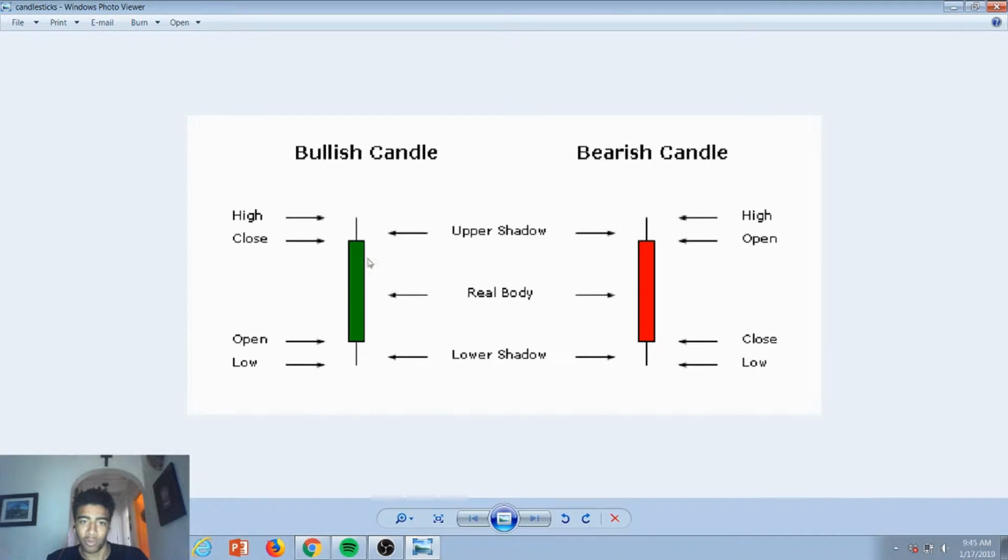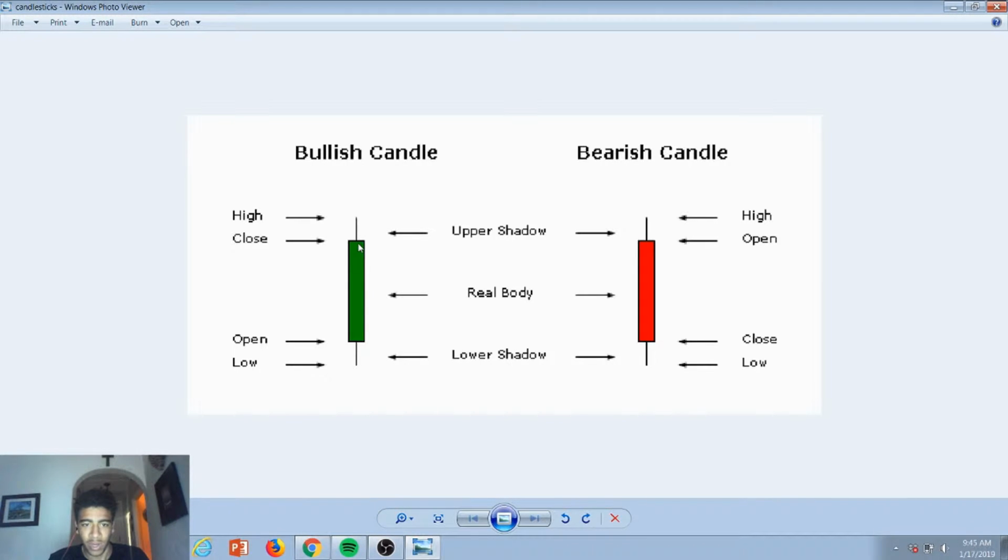Green candlesticks are bullish candlesticks, meaning they open lower than they close, and red candlesticks are bearish, meaning they open higher than they close. And all that pretty much means is that the price activity on green candlesticks rose in that given time period, and for red candlesticks the price activity fell for that given time period.